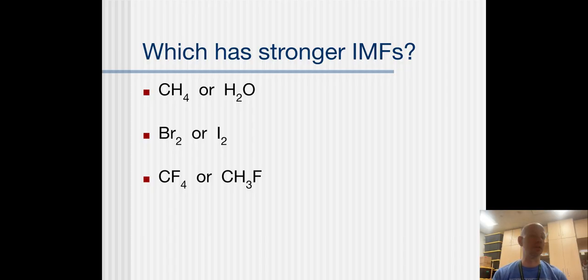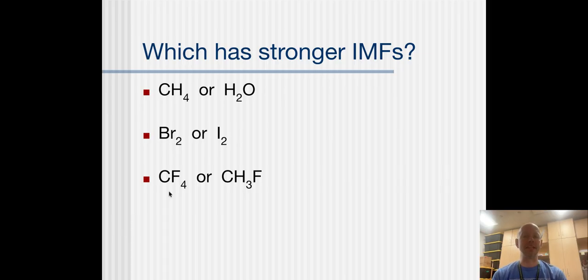Br2 and I2. We see no H's, and we might think to ourselves, are these polar or nonpolar? But they're a perfectly balanced diatomic molecule. Both of these are nonpolar. So the answer of which one is stronger if they only have LDFs is which one has more electrons, and that is iodine in this case.